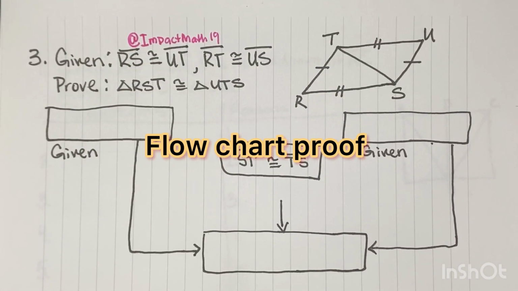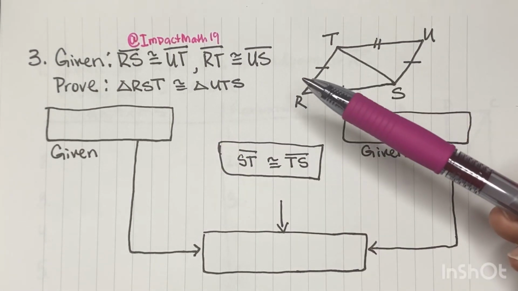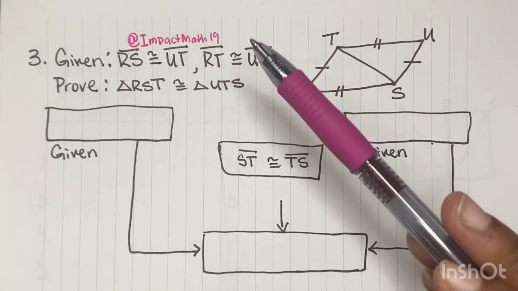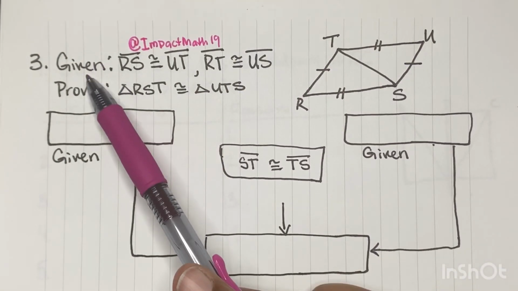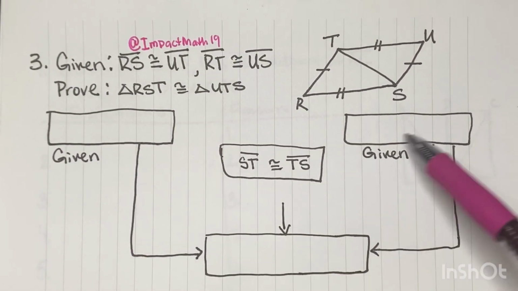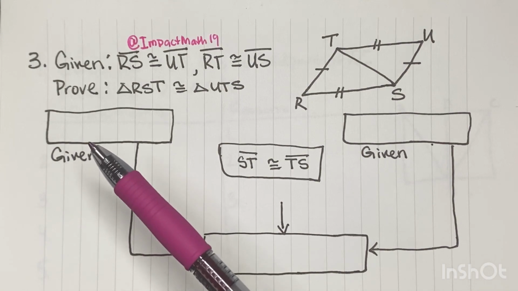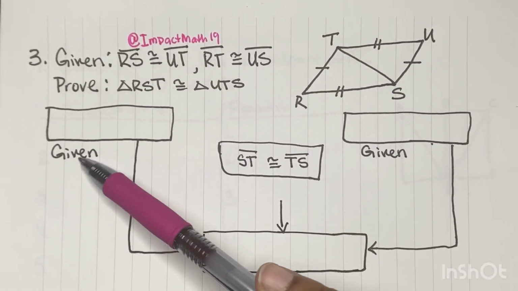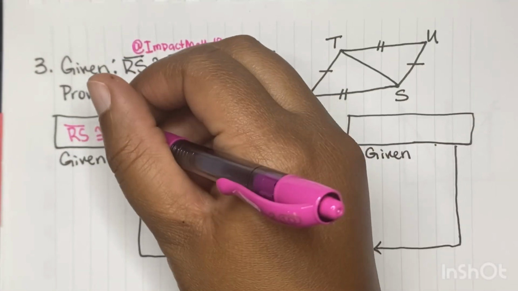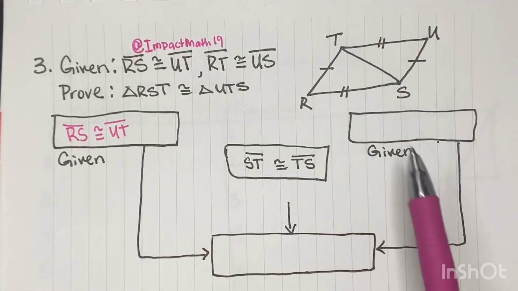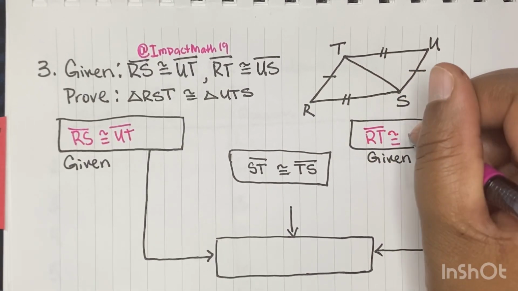All right, we have number 3. Now this is called a flow chart, okay? What we were doing earlier is a 2-column chart. Now this is called a flow chart. So you're still going to put your givens. You see how you have given here, given. The statements go in the box and the reasoning goes underneath the box. So the first given is RS is congruent to UT. And then we have another given here, which is RT is congruent to US.